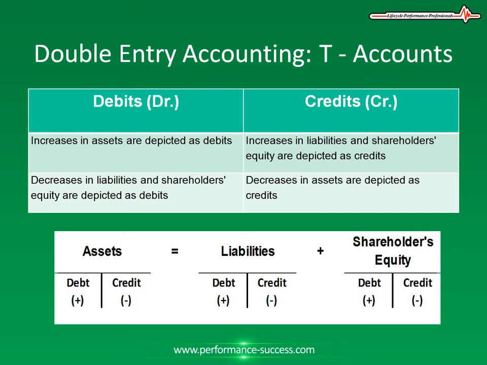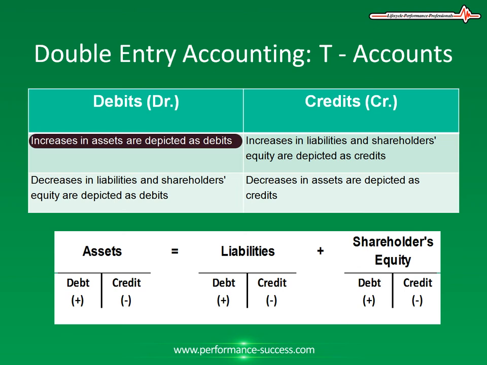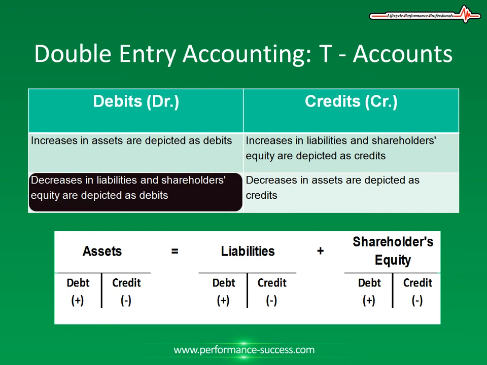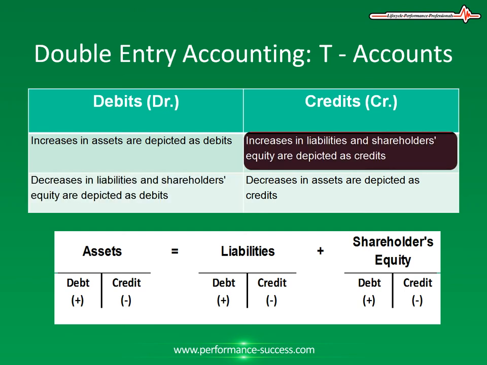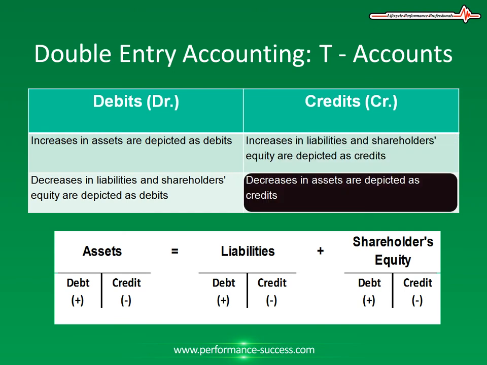Increases in assets are depicted as debits, and decreases in liabilities and shareholders' equity are depicted as debits. And then on the credit side, you have increases in liabilities and shareholders' equity. These are depicted as credits, and also decreases in assets. They're depicted as credits as well.